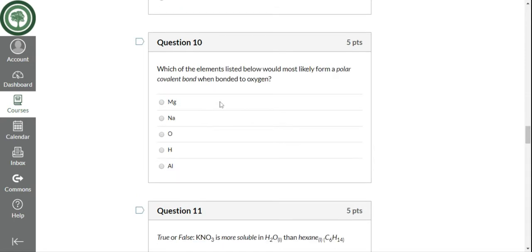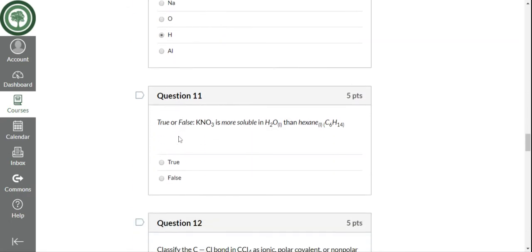Next, which of the following elements would most likely form a polar covalent bond with oxygen? So not pure covalent, which would be nonpolar, also not ionic. Any metals like magnesium and sodium will yield ionic bonds. Oh, and also aluminum. But then there's oxygen and hydrogen. Hydrogen bonded to oxygen, they have different electronegativities, so that would make it polar. If you picked oxygen, it would be a covalent bond, but oxygen bonded to oxygen would be nonpolar.